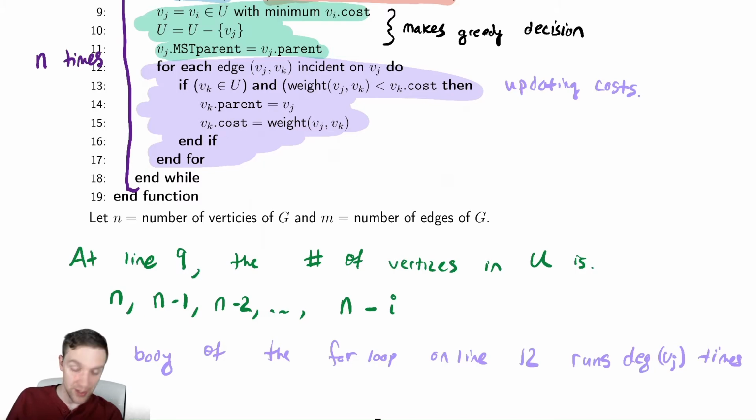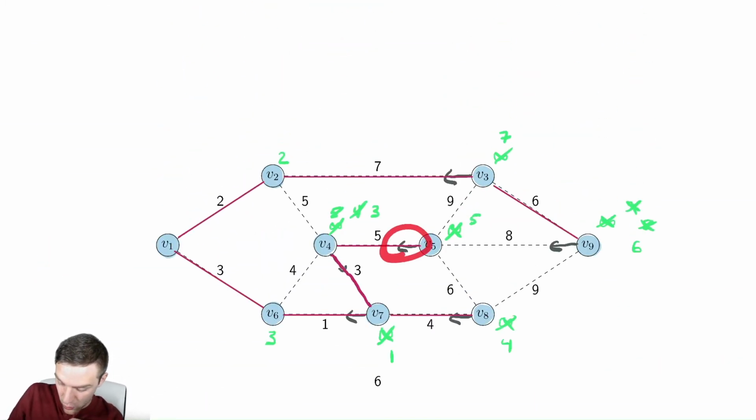So that for loop runs degree of V sub j times. What is the cost of each run? Well, looking at it, we just check whether or not V sub k is in U, and we also check whether or not the weight is less than or equal to the cost that we currently had. If it is, then we update the cost to be that weight. So this is exactly what we were doing, where we're always updating to find the best current thing. This parent variable here corresponds to the best we found so far. In our example up here, that was these light gray arrows I was drawing.